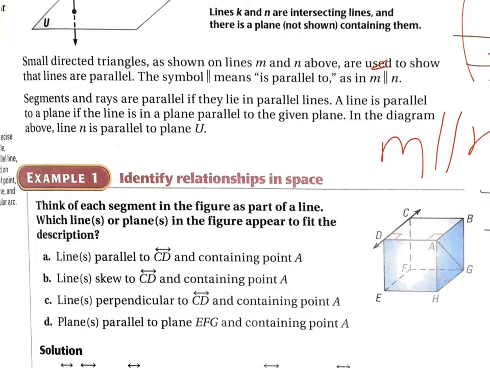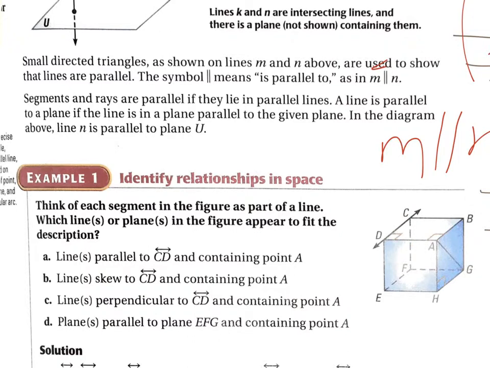Okay, for question C, we have lines perpendicular to CD and containing point A. Again, we have our CD here. We have CB, we have DA, we have CF, and we have DE that are all perpendicular to CD. However, the last part of the question was and also containing point A. The only one of those that satisfies both criteria would be our line segment DA here.